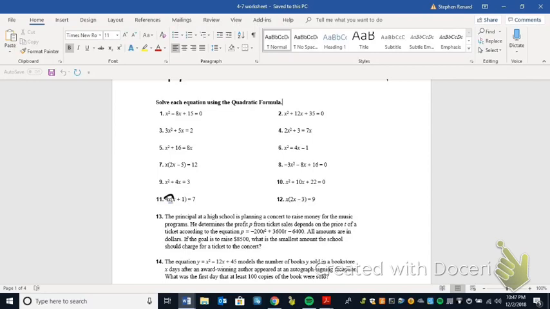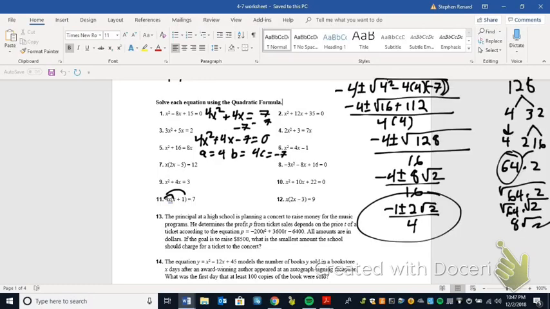So on number 11, the first thing we want to do is distribute that 4x, right? So now we have 4x squared plus 4x, because 4x times x is 4x squared, and 4x times 1 is 4x, equals 7. So we're going to subtract 7 from both sides. Now we have 4x squared plus 4x minus 7 equals 0. So now we have it in the form of ax squared plus bx plus c equals 0. So we identify a equals 4, b equals 4, c equals negative 7. Plug it into the formula, right?